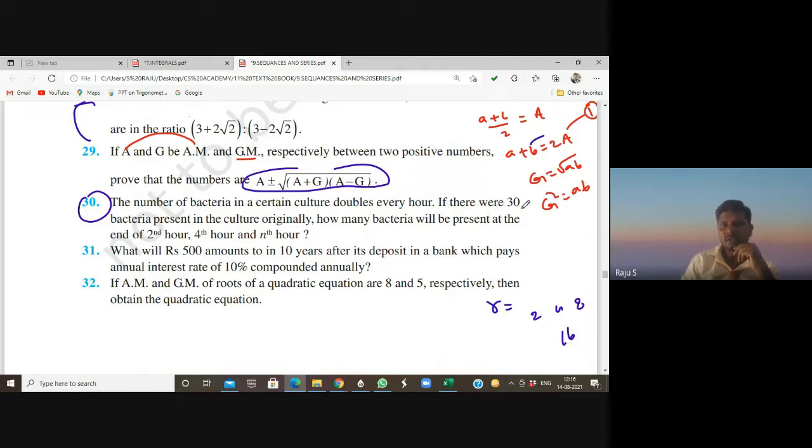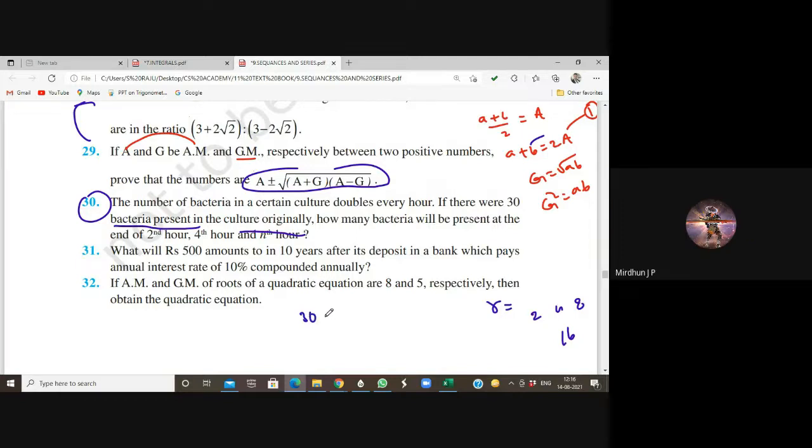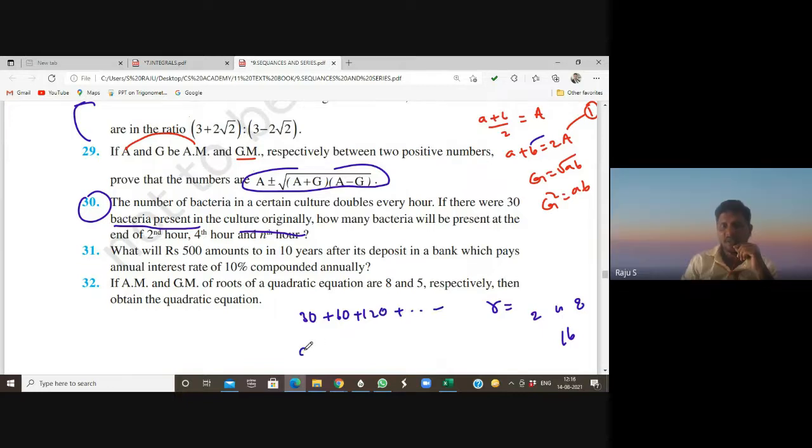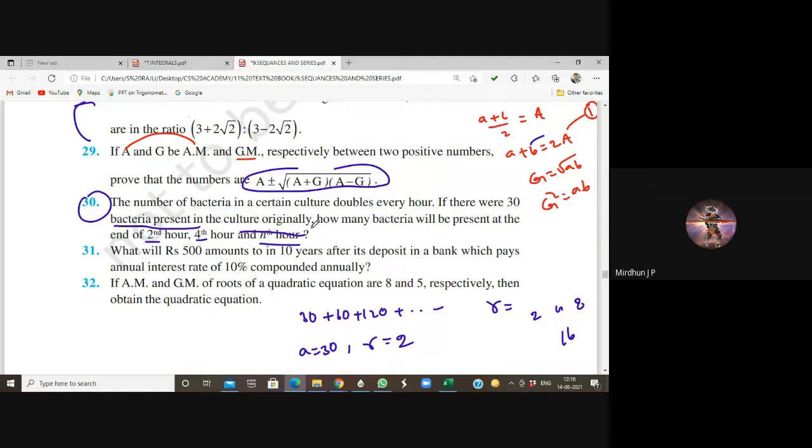If there were 30 bacteria present in the culture originally, the first term A is equal to 30. What is the common ratio R value? 2. Double is nothing but 2 only. So how many bacteria will be present at the end of the second hour, fourth hour, nth hour?